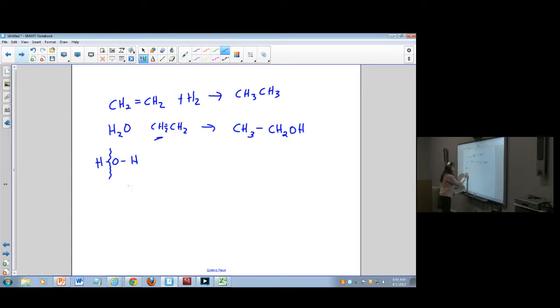Halogenation. So let's take Cl2 plus our double bonded molecule. That's going to end up giving us CH2Cl, CH2Cl. A halogenation. So in this case, we added a chlorine to each side of that double bond, making it a single bond.